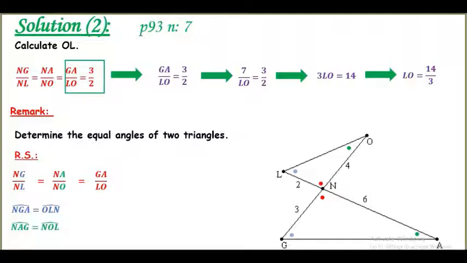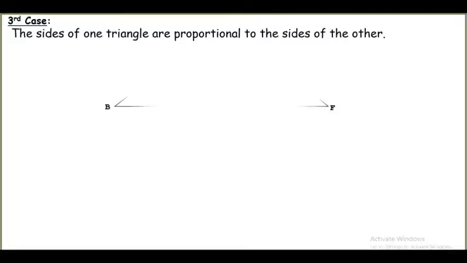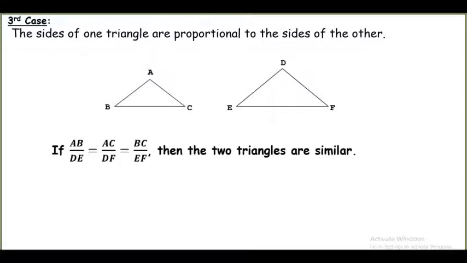Now we will start with the third case. In the third case, in order to prove that these two triangles ABC and DEF are two similar triangles, I have to prove that the sides of the first triangle are proportional to the sides of the second triangle. That is, if I can prove AB over DE is equal to AC over DF is equal to BC over EF, then these two triangles are similar.